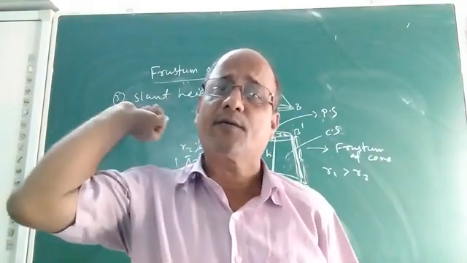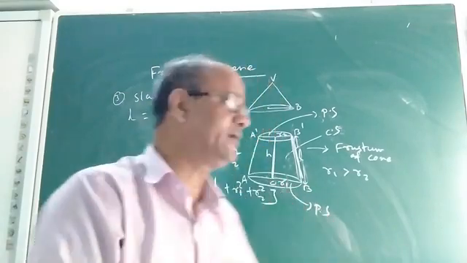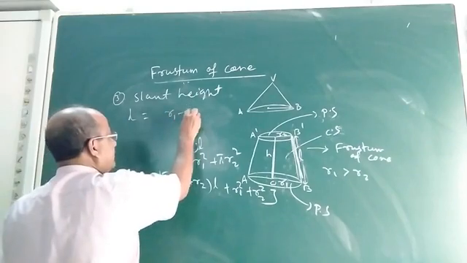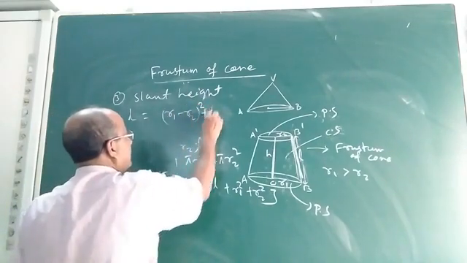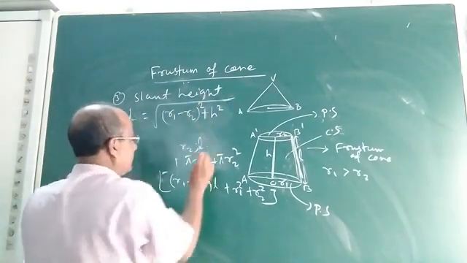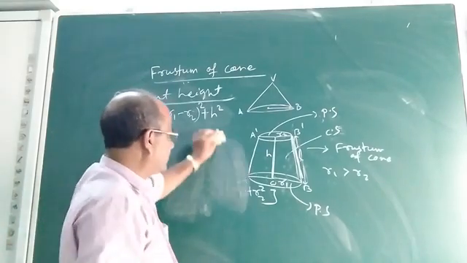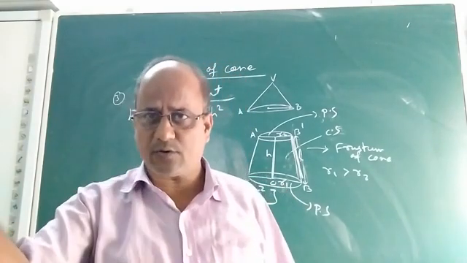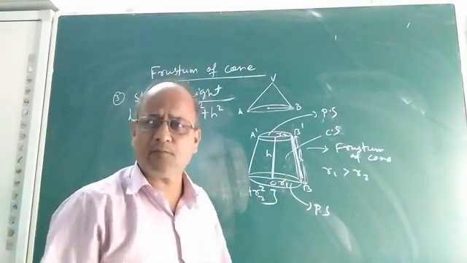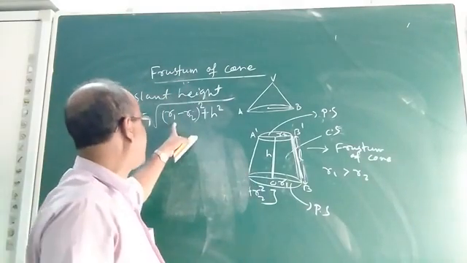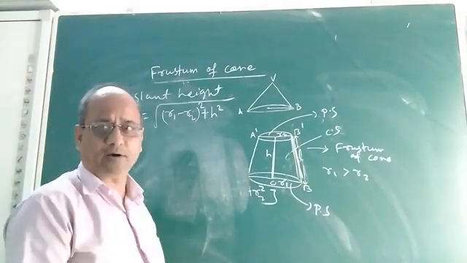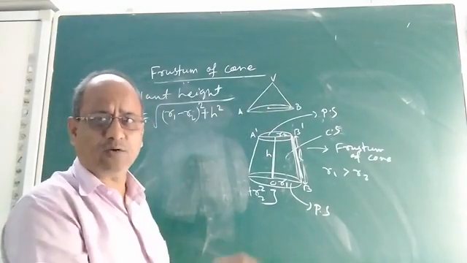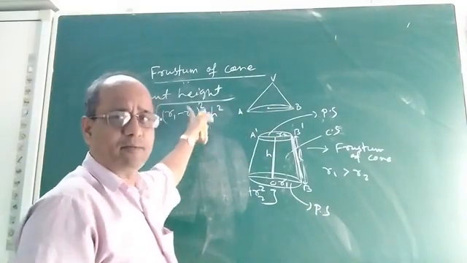But in case of frustum of cone, what will be the formula for slant height? Instead of r square, it will be r1 minus r2 whole square plus h square. You see. In case of cone, the formula for slant height is the square root of r square plus h square. But in case of frustum of cone, that r square will be replaced by r1 minus r2 whole square, because there are two radii in case of frustum of cone.